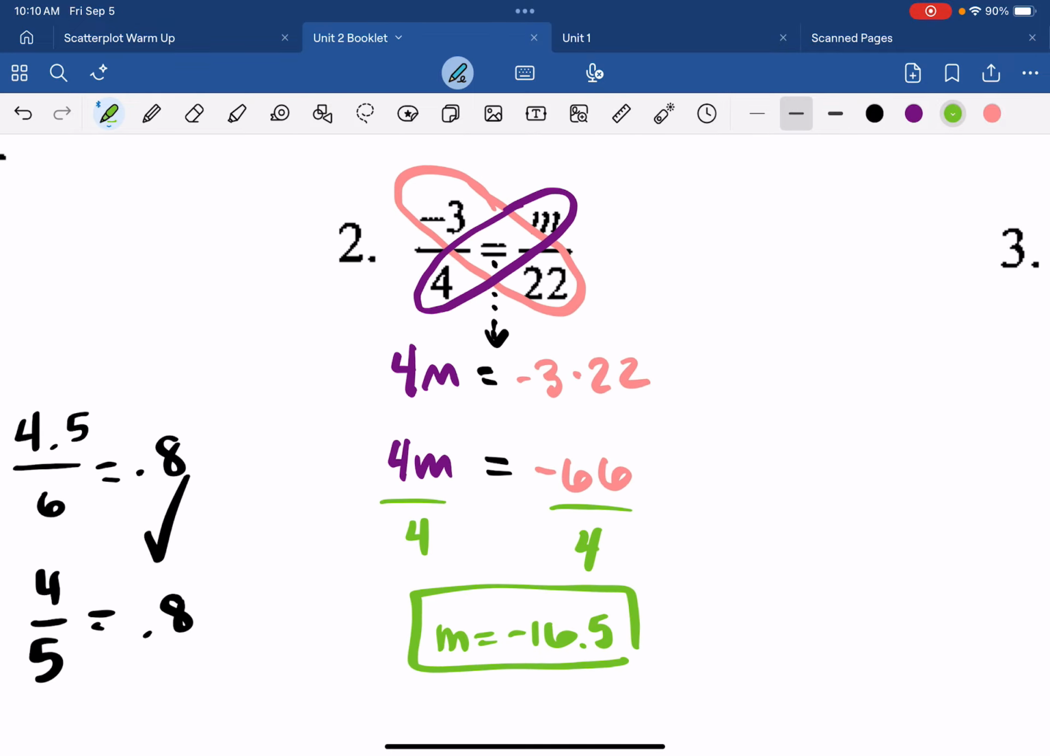Okay, and again, we could check it. So negative 3 divided by 4, that comes from right here. I'm testing this fraction. I get negative 0.75 when I do this one. And then let's plug in my negative 16.5 divided by 22. And we get the same thing. Negative 0.75, so that checks out.